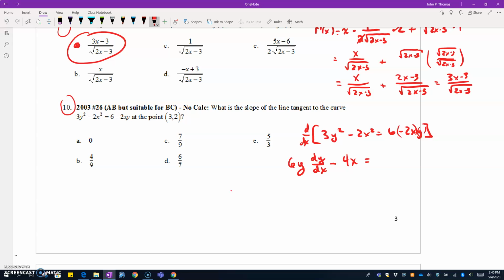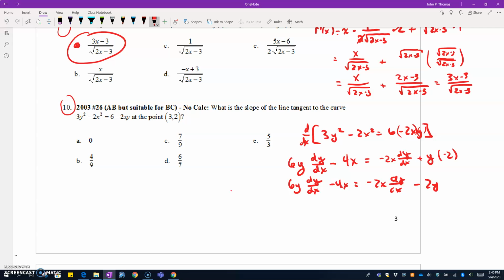Alright, the negative 2x times the y, so I have first d second, which is dy/dx, plus second d first, which is a negative 2, because it's an x. So I'm going to clean that up a little bit. 6y dy/dx minus 4x equals negative 2x dy/dx minus 2y.